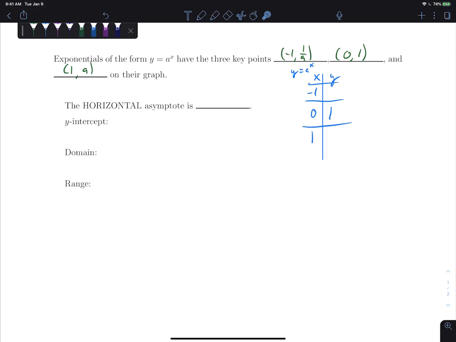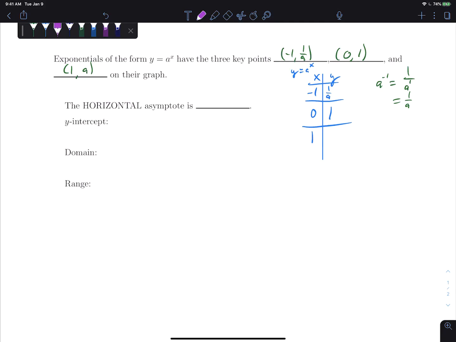Is it here and here? So notice that this is 1 over a. And the reason that happens is that if we plug the -1 into the function, we get a to the -1. And using the properties of exponents, that gives us 1 over a to the first power, which is just 1 over a. So basically, this is just 1 over a right there.